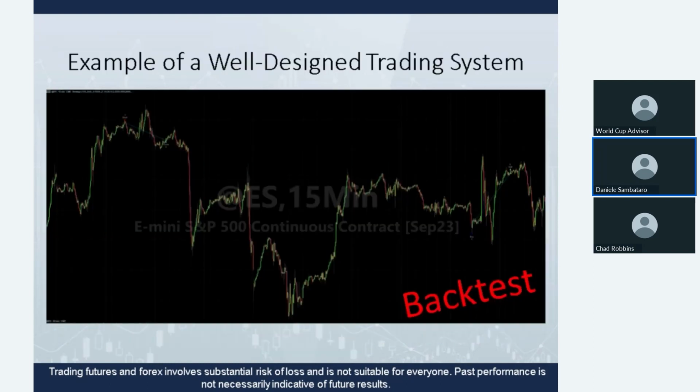Okay, here we have a visual example of a trading system. It's just a backtest. It's on S&P 500 futures, and as you can see on the left side, it sells short after the price crosses above the high of the previous session. And on the right side, we have another trade, the dotted line, which buys after the price crosses below the low of the previous session.